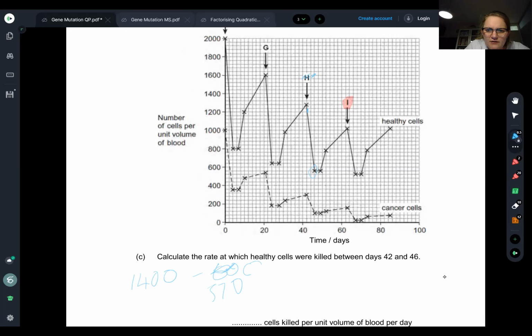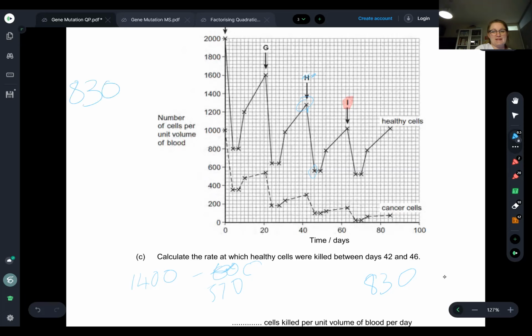So calculate the rate at which healthy cells were killed between days 42 and 46. About 830 killed, so 1,400. So that's 830. How many days was that between 42 and 46? 42, 43, 44, 45, 46, so 5 days. Basically you want to work out the difference between this point and this point, take them away from each other. I got roughly 830, then how many days it was. Day 42, 43, 44, 45, 46. So divide it by 5 days, and that would give you the rate at which they're killed.